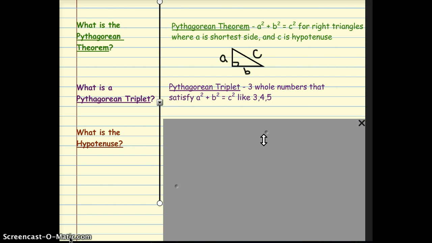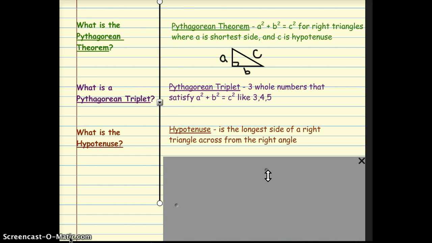Alright, and the hypotenuse is a fancy word for the longest side of a right triangle, and it's always directly across from the right angle. And we'll put these a little bit more into practice in our examples.